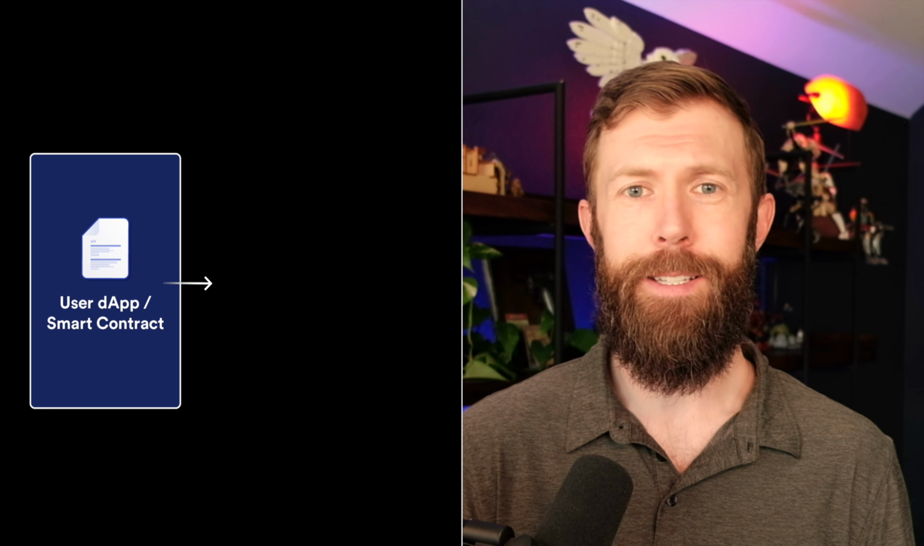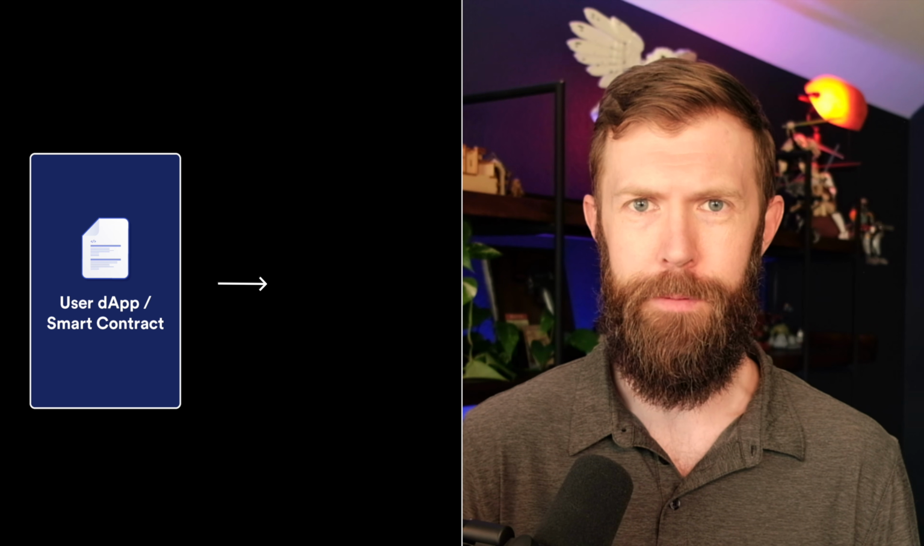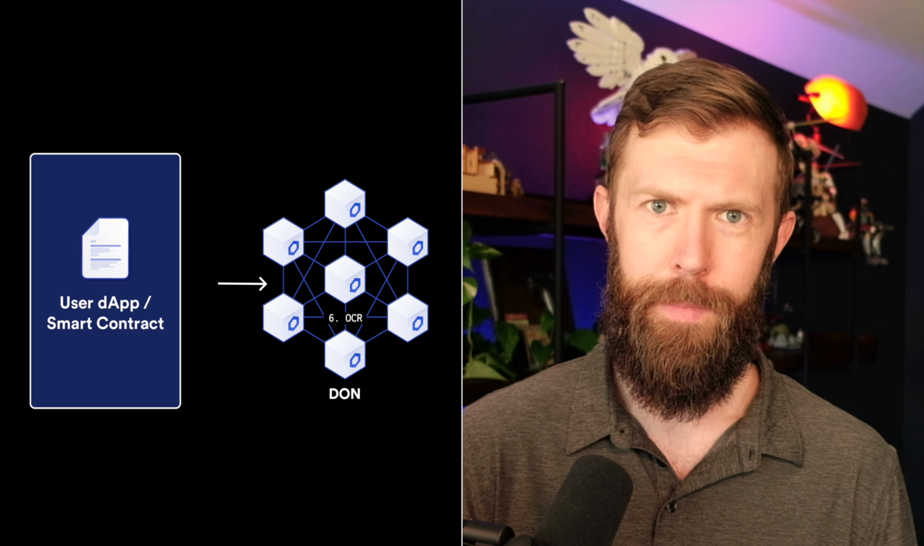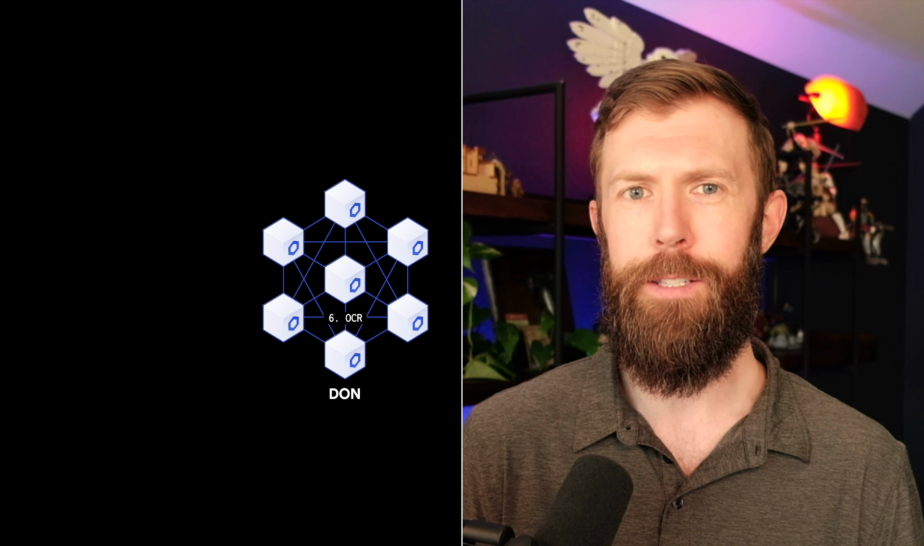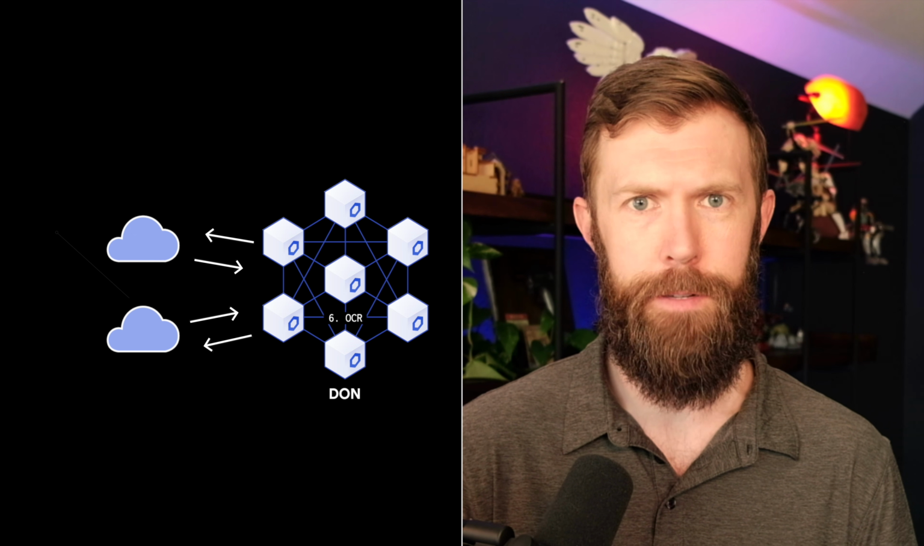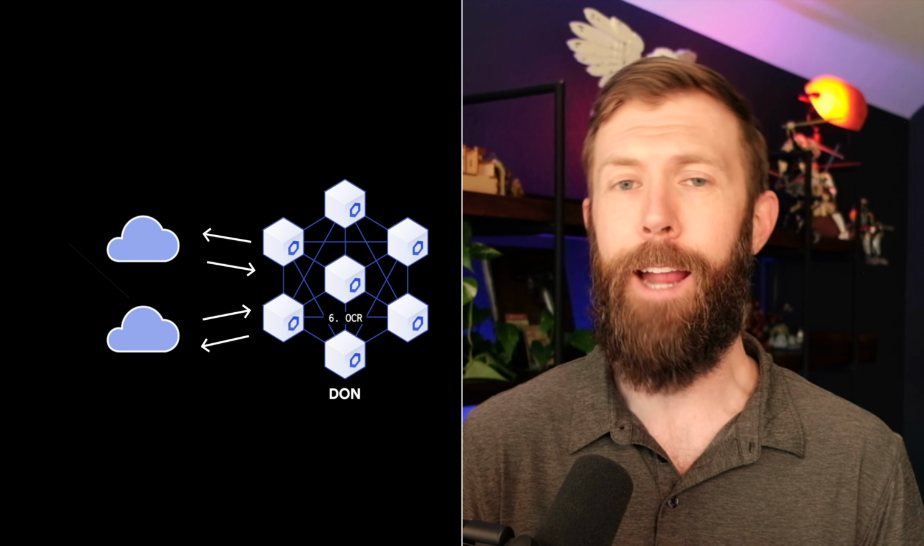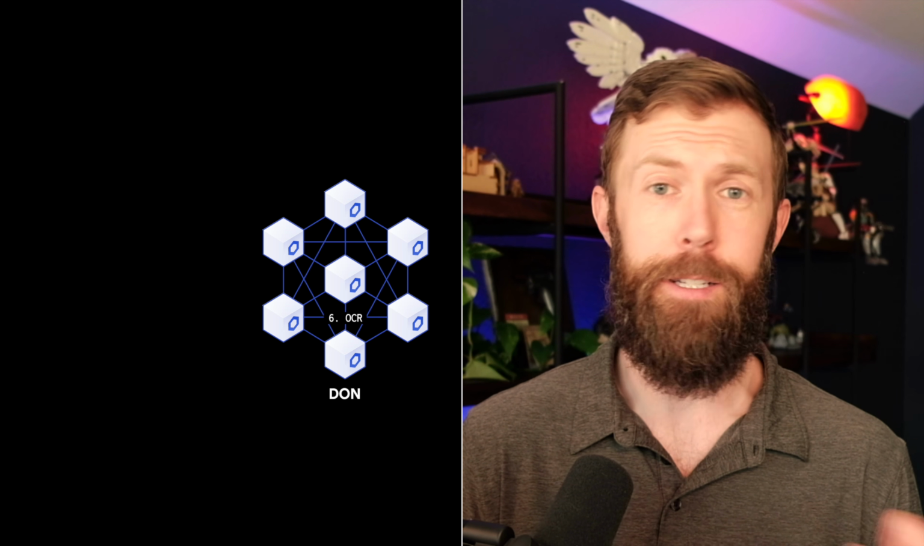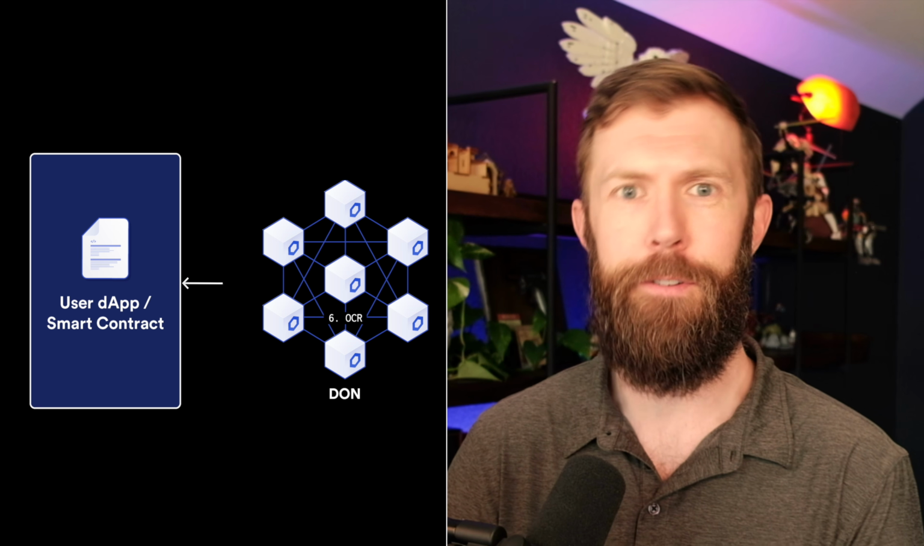Your smart contracts can send source code in the form of JavaScript and a request to our decentralized Oracle network, or DON. And then each node in the DON is going to execute that code in a serverless environment. The DON then aggregates all of those independent values back together from each execution and sends that final result back to your smart contract. So Chainlink Functions essentially gives you the power of distributed compute or any API call.